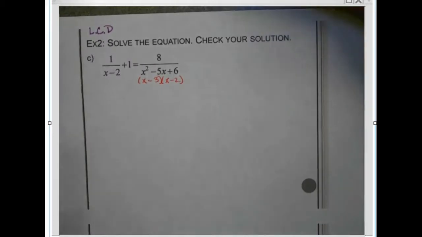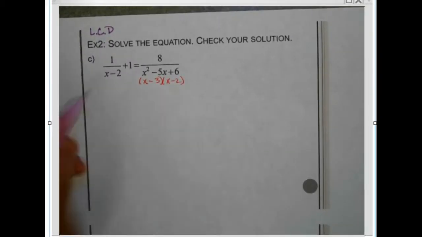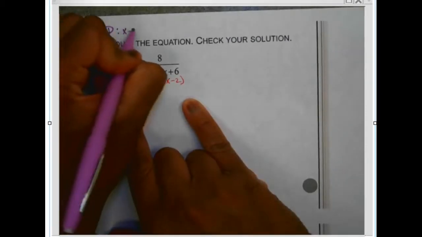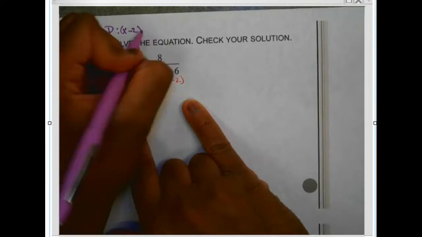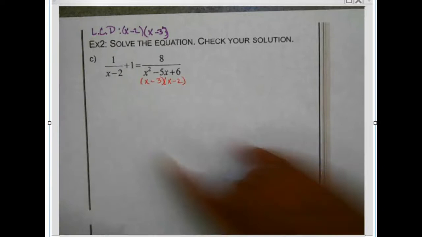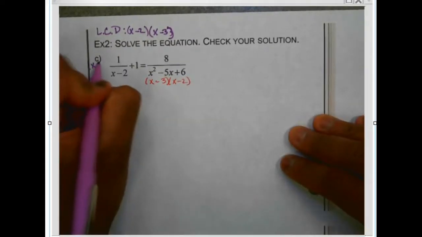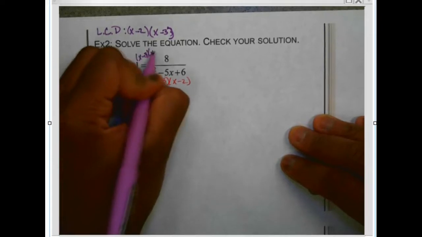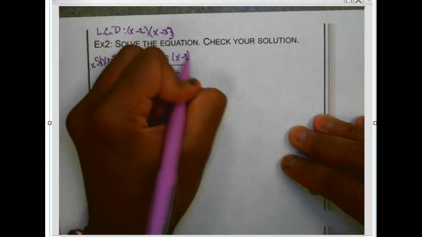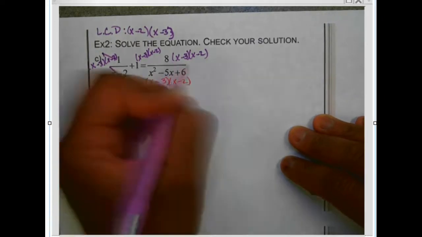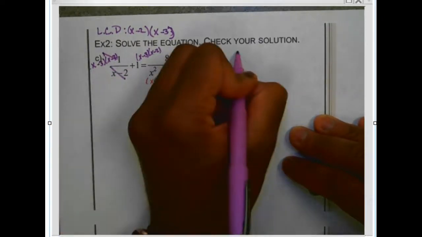What is my LCD? Well, if this is factored, they both already have the x minus 2 in common. But in order for me to cancel out everything, I also need to add an x minus 3 on here. So x minus 3, x minus 2, x minus 3, x minus 2, x minus 3, x minus 2. I know, it's a sing-along version. So these cancel out. What's left for that first fraction, beautiful people? I would only have x minus 3.